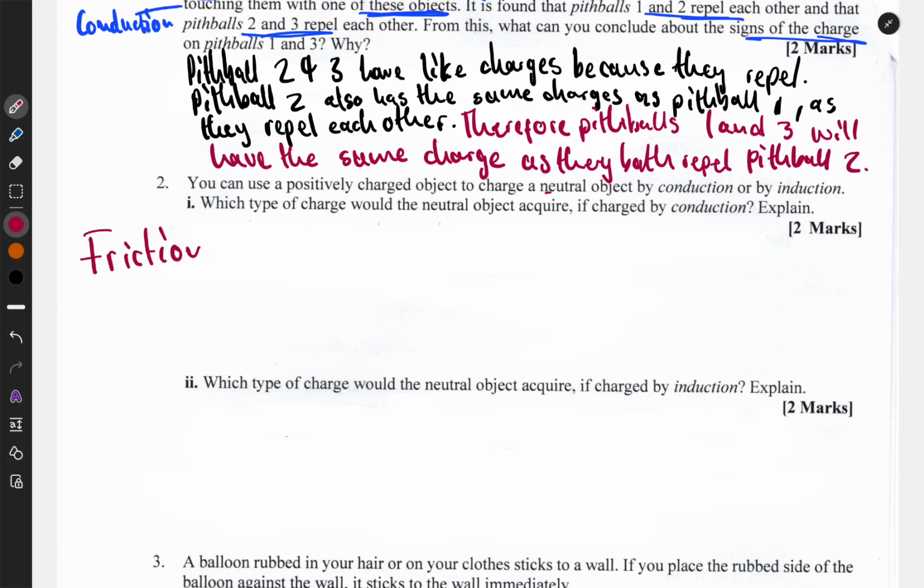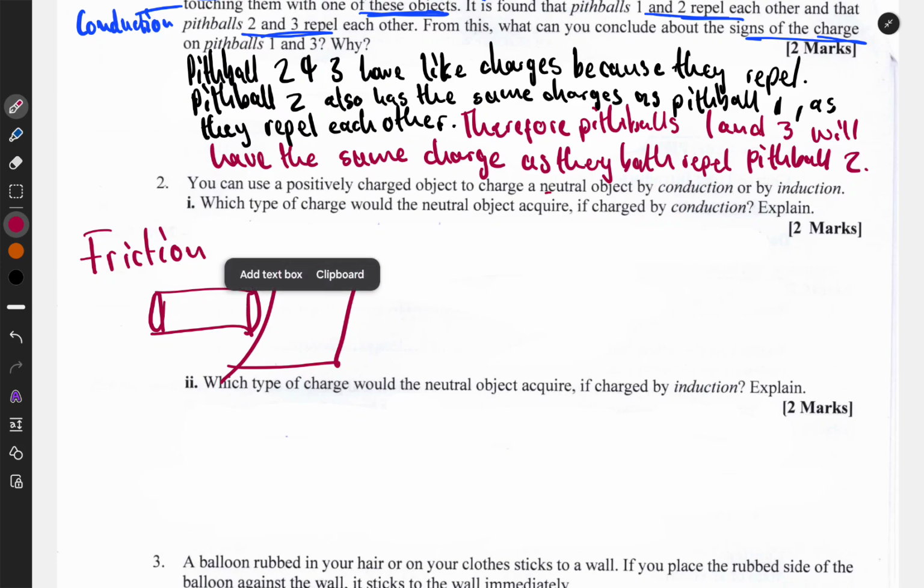Friction. When you charge by friction, what am I going to have? 2 things, right? I'm just going to show you an example: a rod and a cloth. Let's say both of them are neutral. What do we mean by neutral? Both of them have the same number of positive and negatives, right? 15 positive, 15 negative, then in here maybe 10 positive, 10 negative. So overall we say they're neutral.